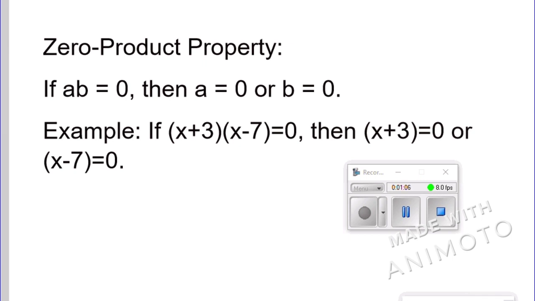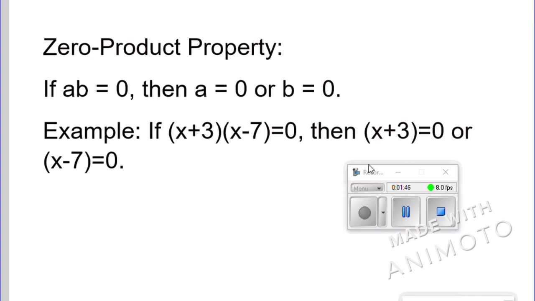Okay, so for this, what the zero product property is, they're basically saying if A times B equals 0, then that means either A has to equal 0 or B has to equal 0, because anything times 0 is 0. So using this zero product property, if x plus 3 times x minus 7 equals 0, that must mean x has to equal negative 3, because negative 3 plus 3 is 0, and 0 times anything is 0. Or x has to equal 7, because 7 minus 7 is 0, and 0 times anything is 0.